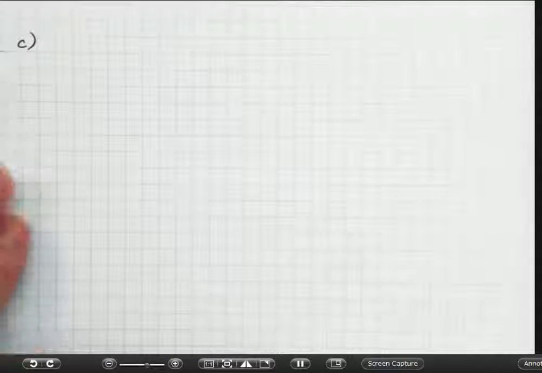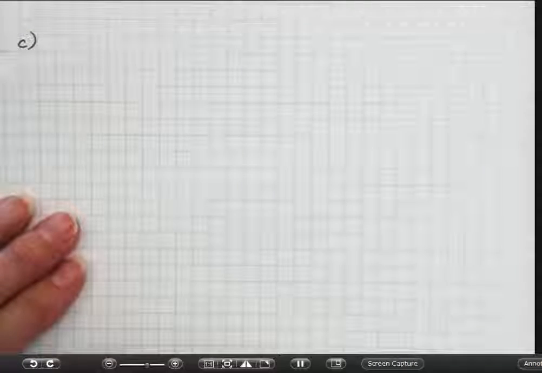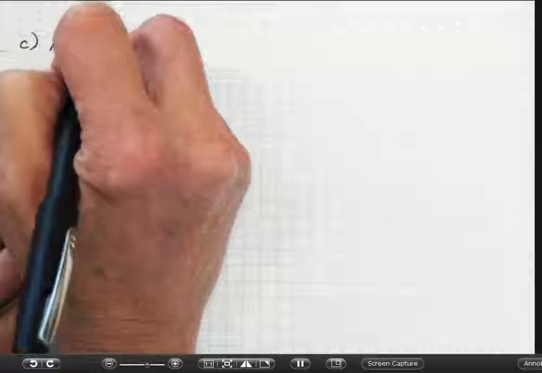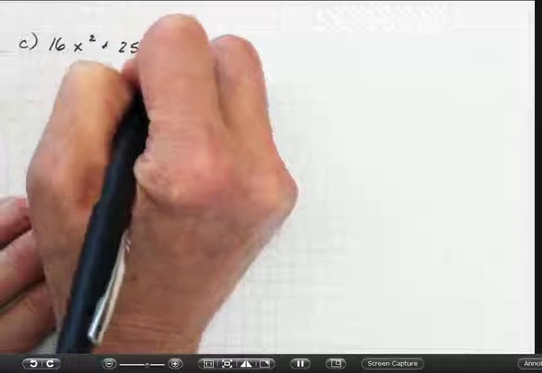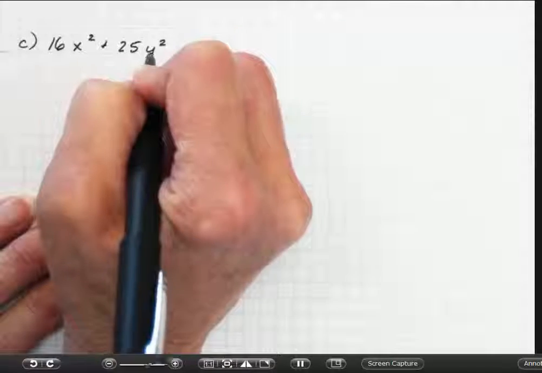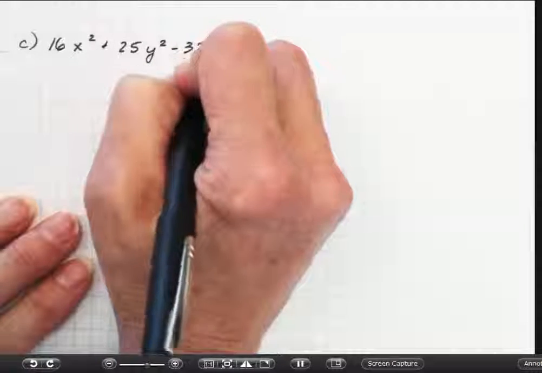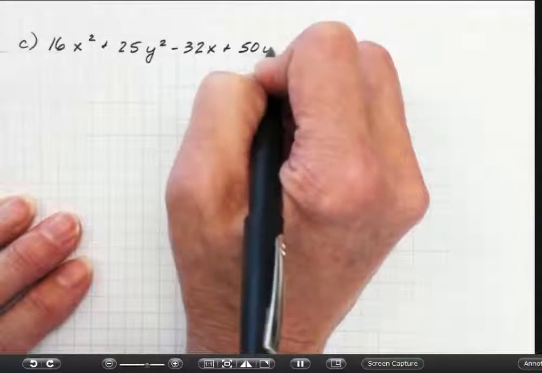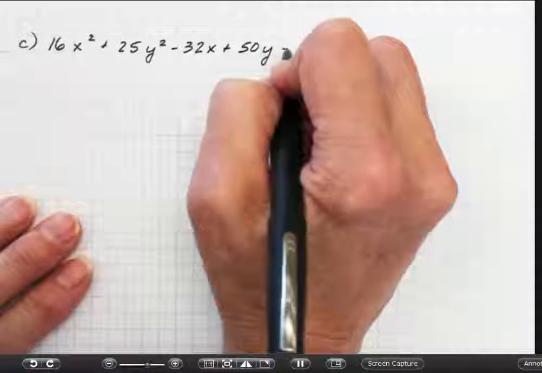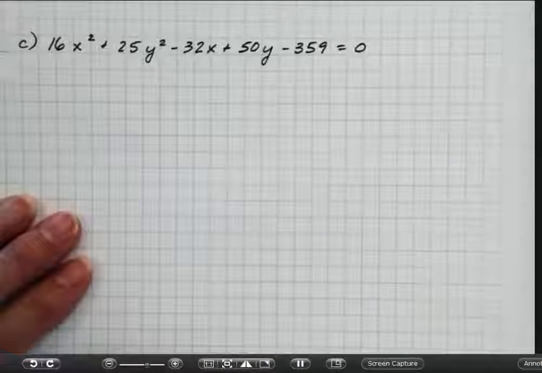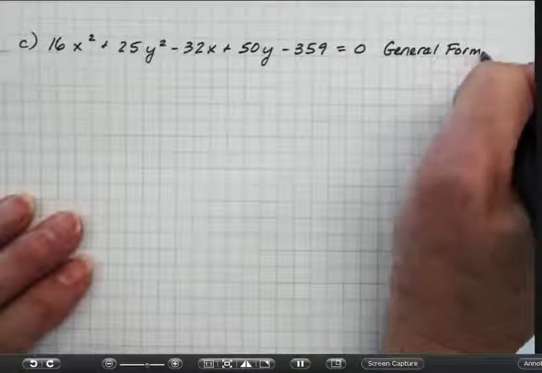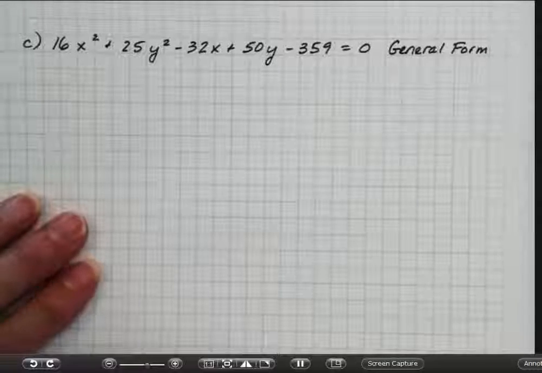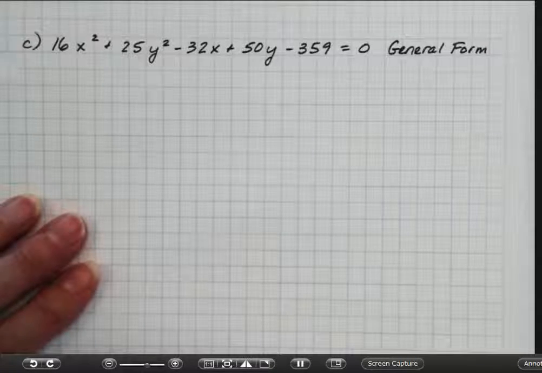So example C, 16x squared plus 25y squared minus 32x plus 50y minus 359 equals 0. So this is what we call our general form. It's hard to graph it this way. So we're going to rewrite it in standard form, same way that we did our circles.